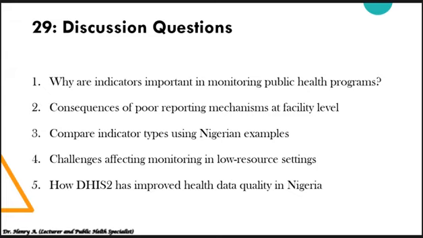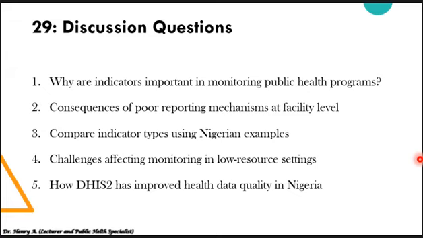So that's number 4. Challenges: state the challenges affecting monitoring in low resource settings. So what challenges affect monitoring systems in low resource settings? Monitoring systems in low resource settings are affected by, number 1, incomplete registers and poor record keeping. Number 2, late or missing reports at the facility level. Number 3, we see weak supportive supervision.